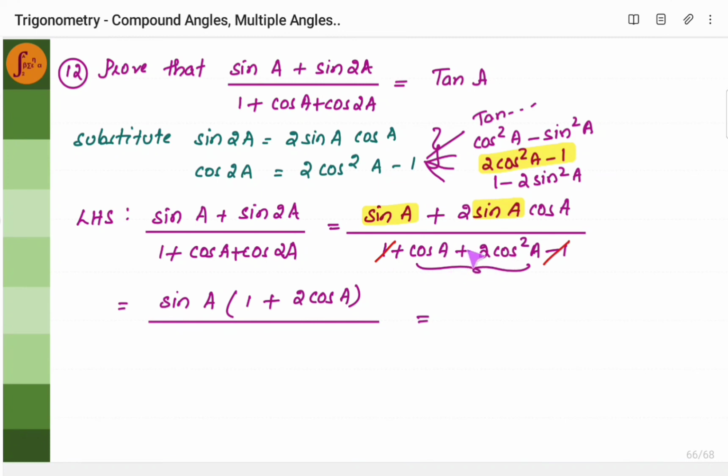Now I'll take cos A common between this. So if I take cos A as common, I'll have 1 plus 2 cos A. Correct? Now if you notice, this and this will get cancelled. You are left with sin A by cos A, which is nothing but tan A, and this is nothing but RHS. So we have proven this. We have proven this entire expression.